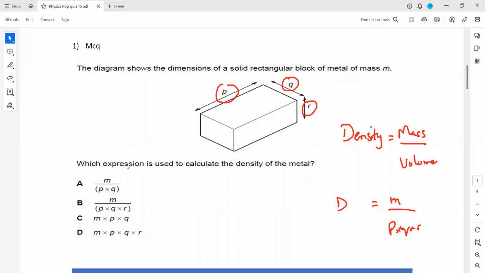So which expression gives us the density? It is m divided by pqr. So that's why option B is the right answer. Moving on to question 2.